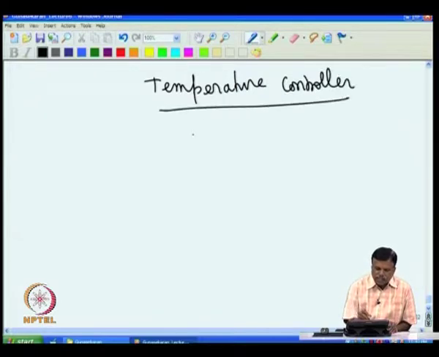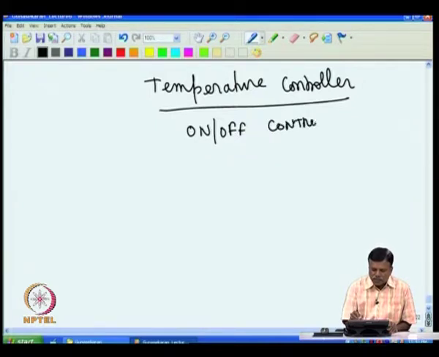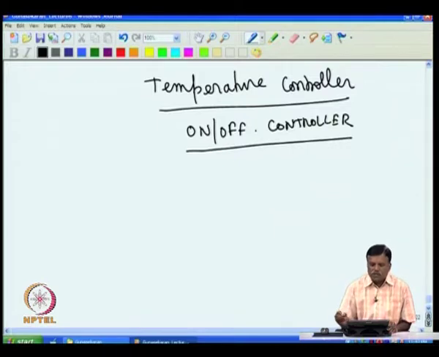So, in this lecture basically we will design what is called an on off controller. I will talk about these different types of controllers a little later. The name has come mainly because we are going to switch on or off, and that is how our controller is going to work. We will talk more about on off controller, periodic controller and so on a little later. So, let us see how to design a temperature controller.